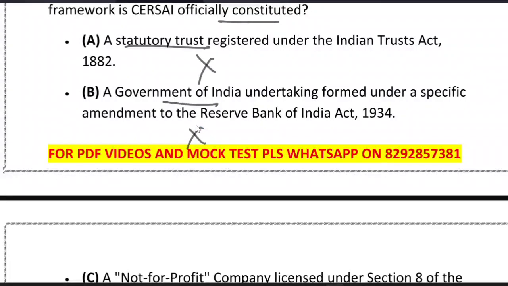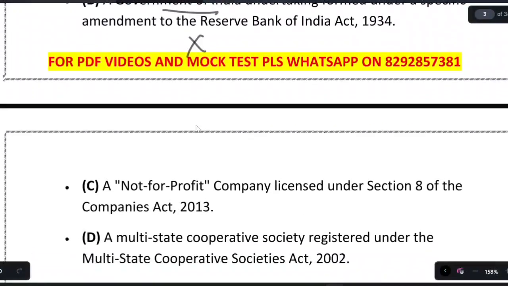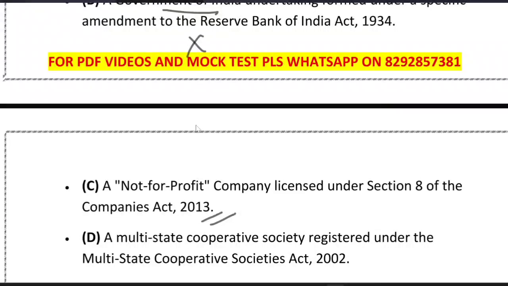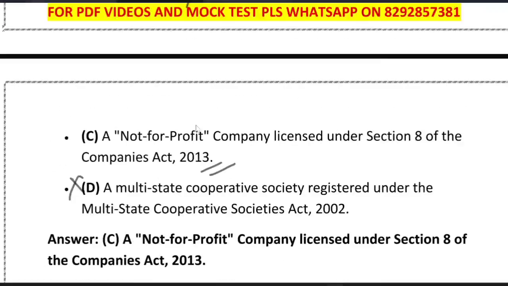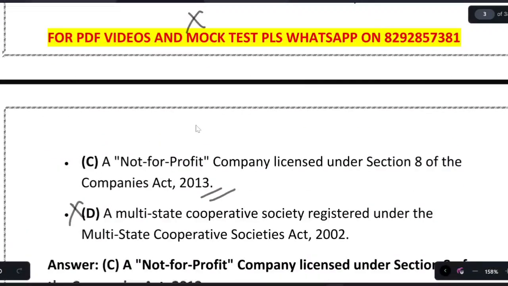The next option, C, is a not-for-profit company under Section 8. Yes, this is exactly correct. And what about option D? They have given a multi-state cooperative society registered under the Multi-State Cooperative Act. What do you think about it? This is not a cooperative, so D is also incorrect. Now, friends, I hope the answer is clear. The answer is option C.